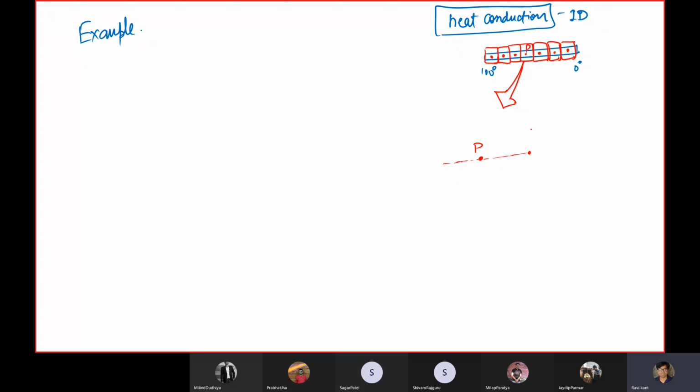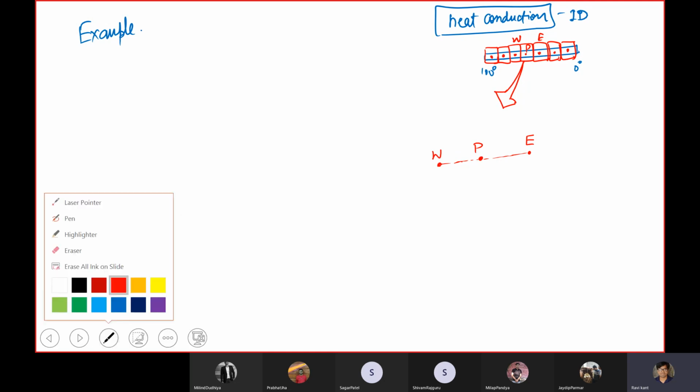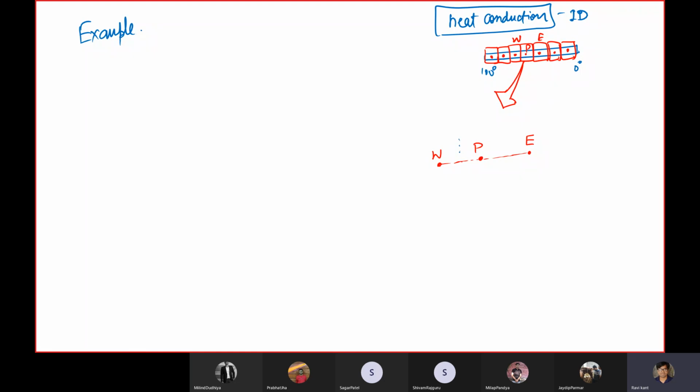Okay, the next node will be the east face node. So this is P, this is E, and this is west, and your control volume is essentially this. This is essentially your eth control volume. So what will be your eth control volume? This will be something like this. What will be your w control volume? Something like this. But we are more concerned about the eth control volume, the generic control volume.